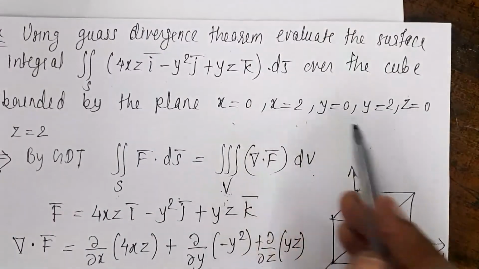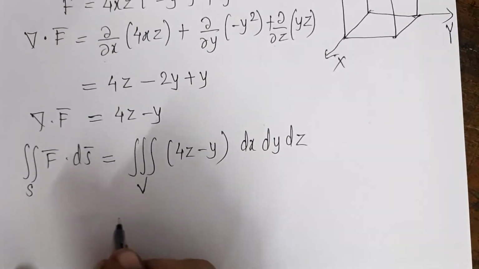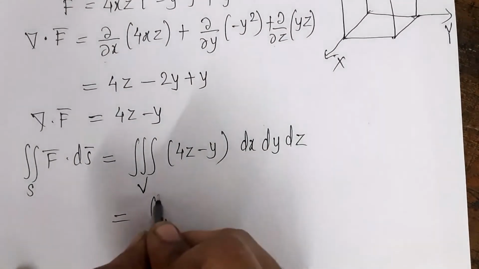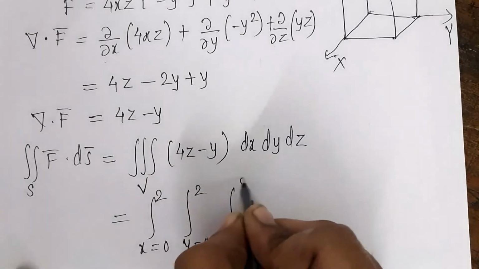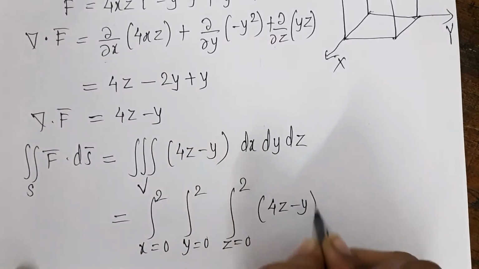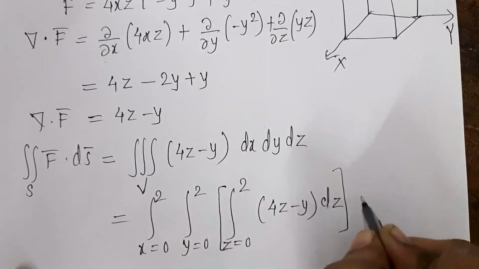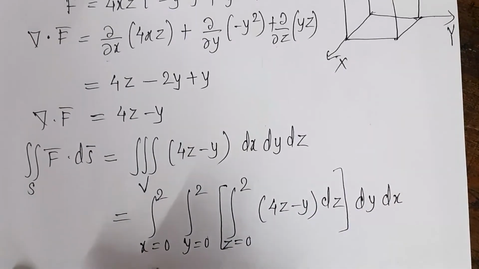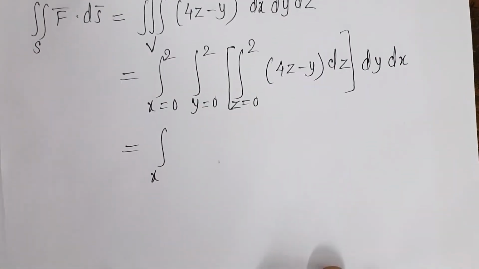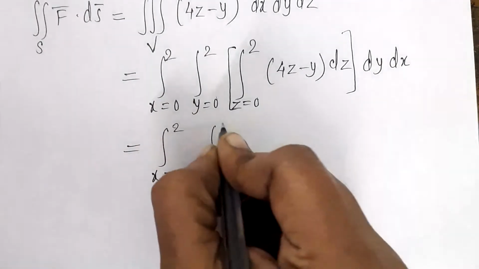Now the limits are given in the problem. x varies from 0 to 2, y varies from 0 to 2, and z varies from 0 to 2. So substitute the limits here: x equal to 0 to 2, y equal to 0 to 2, and z equal to 0 to 2, of 4z minus y dz, then next dy and then dx. So it is equal to the integration x equal to 0 to 2, y equal to 0 to 2.